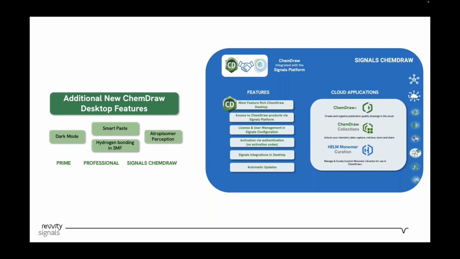We have a new function called Smart Paste, which allows ChemDraw to intelligently place molecules on the canvas, finding space without pasting right on top of the content that's already there, which is really nice. And then we've also extended the atropisomer perception, and I'll show you that as well. And then finally, we have hydrogen bonding in 3D and 3D cleanup, as well as 3DMF. And I will show you that as well today.